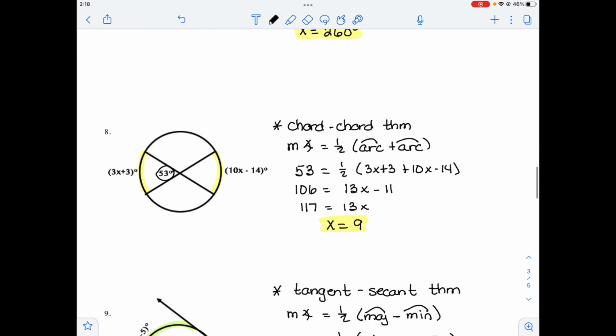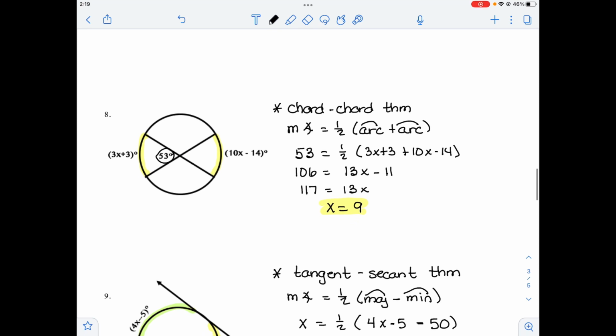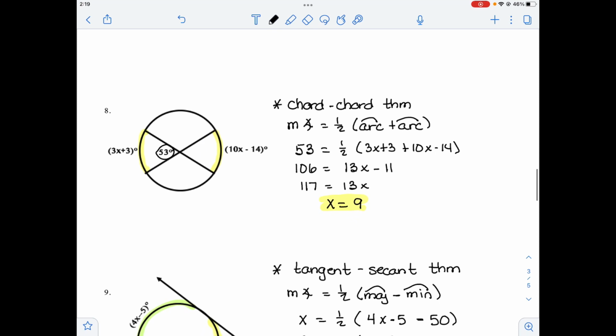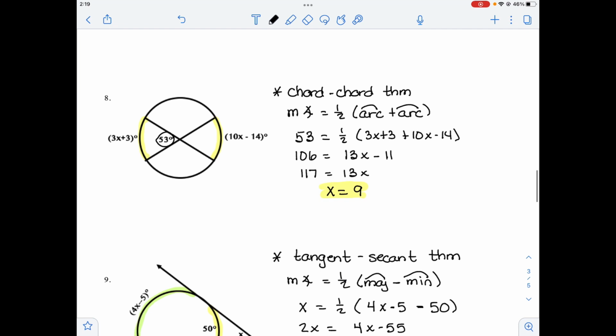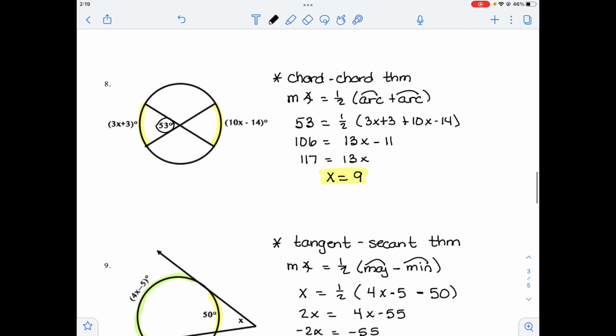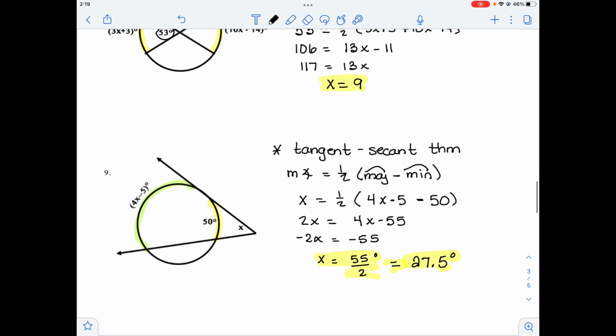On number 8, we had the chord theorem, and then we had to plug in what we knew. We already knew the angle was 53 degrees, and then we had to combine our expressions, and we've got x is 9. On number 9, it's a tangent secant theorem, and we had to take the big one, which is the 4x minus 5, and take away the small one of 50 to find the x. I did multiply by the 2 to get rid of the half. That's where we got the 2x. And then solve. So we've gotten 55 divided by 2, which is 27.5 degrees for x.